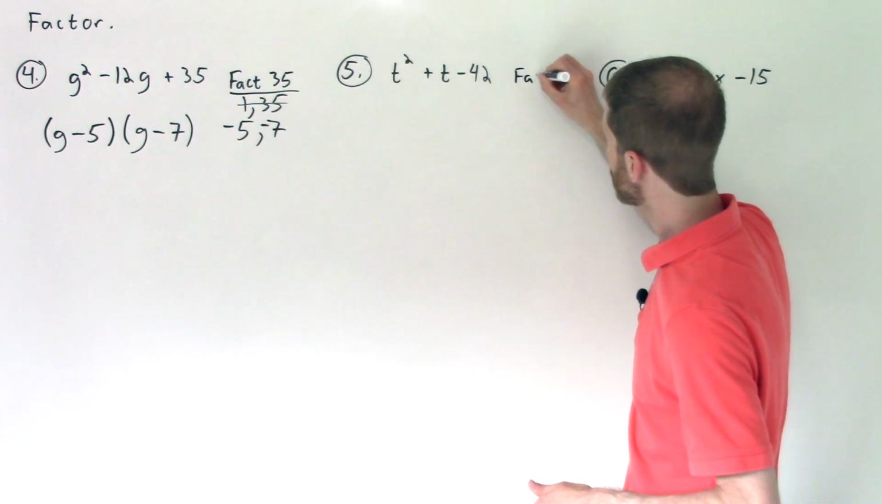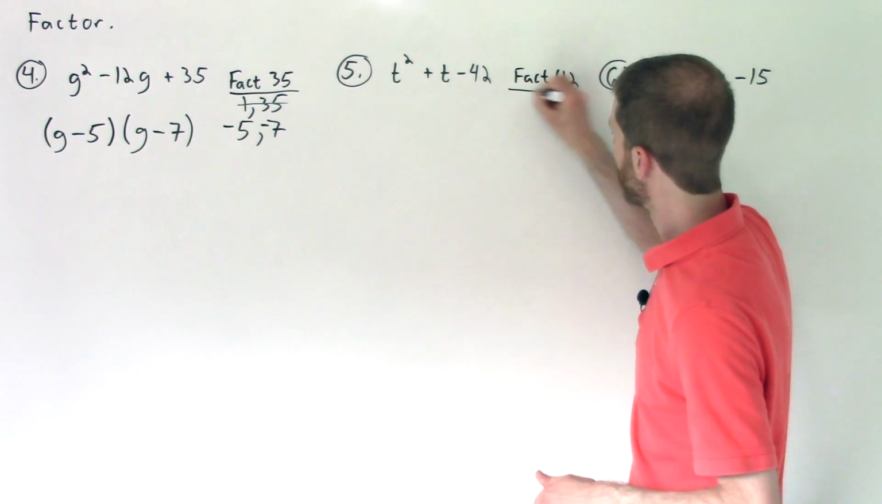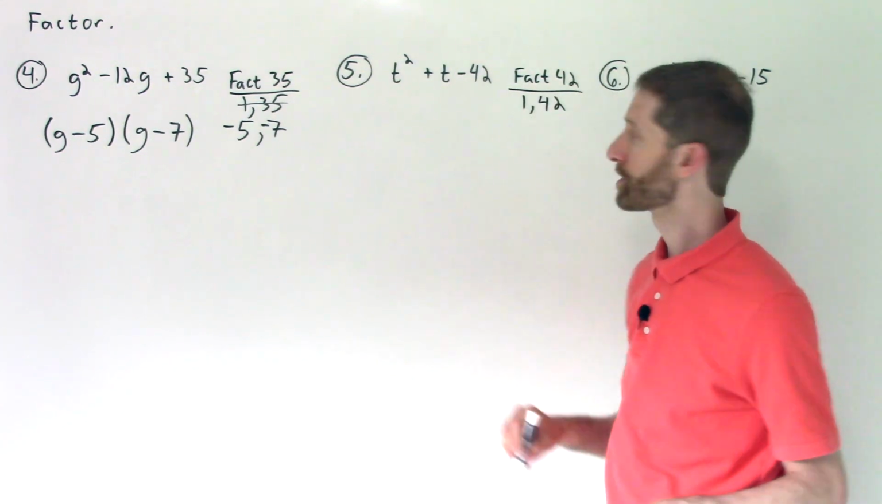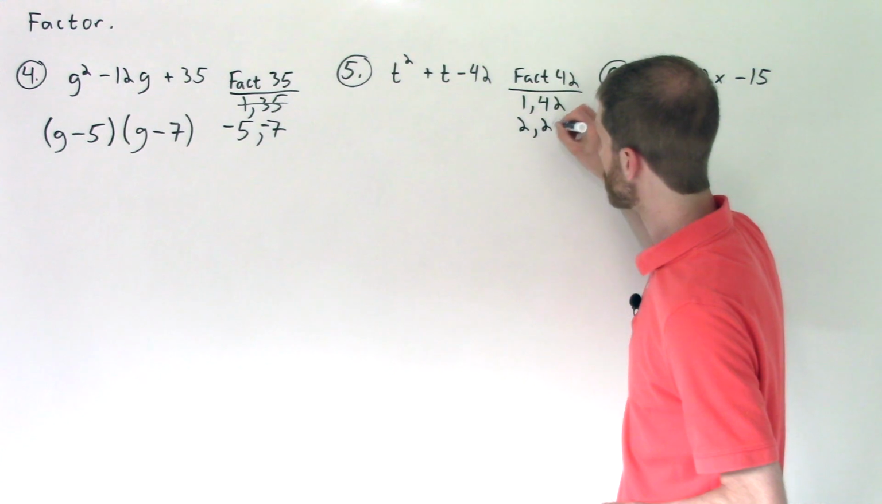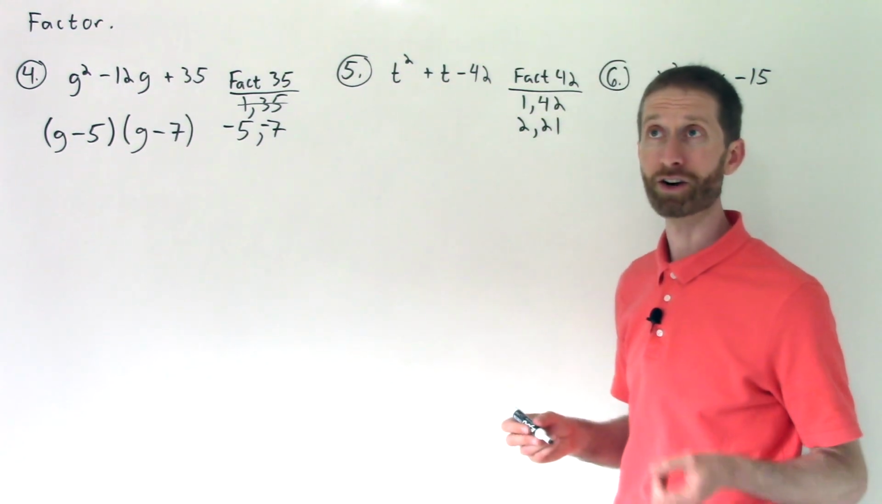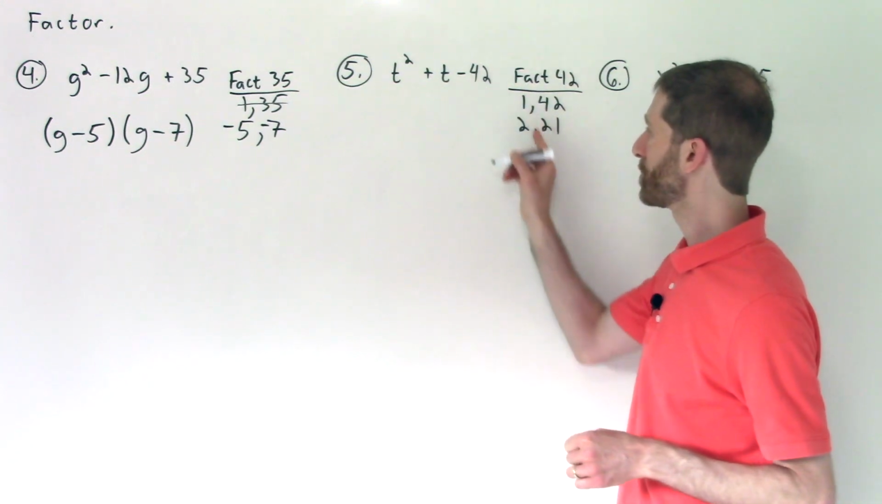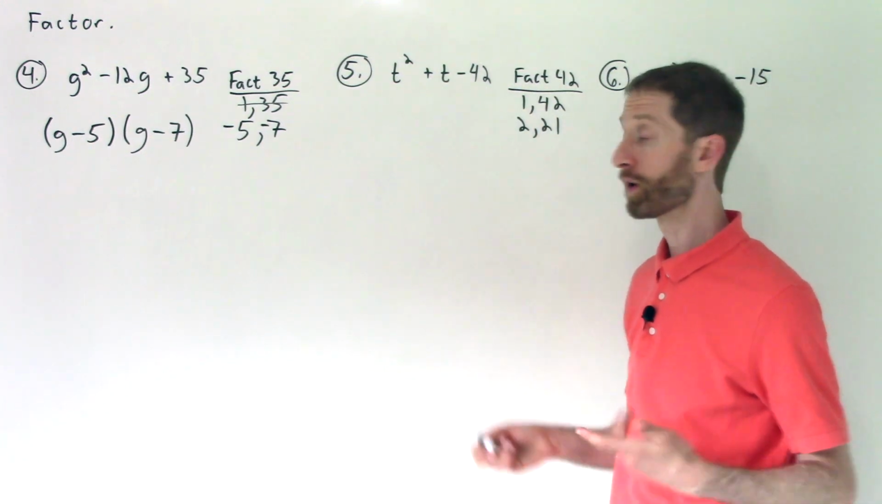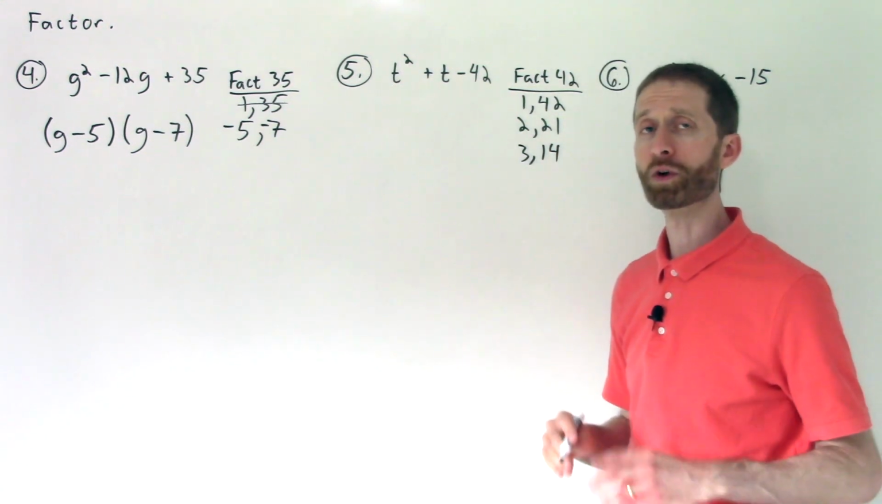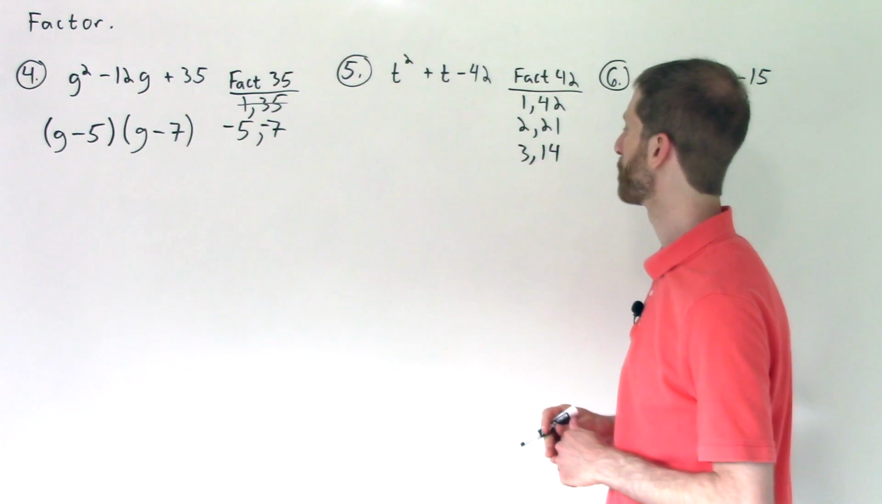So factors of 42. Well, let's see. 1 goes into 42 42 times. 2 actually goes into 42 21 times. And if you're unsure about some of these, because the number 42 is pretty big, use a calculator and just go through it and say, what's 42 divided by 2? It'll give you 21. What's 42 divided by 3? It'll give you 14. 42 divided by 4 will give you a decimal. So 4 does not go into 42.